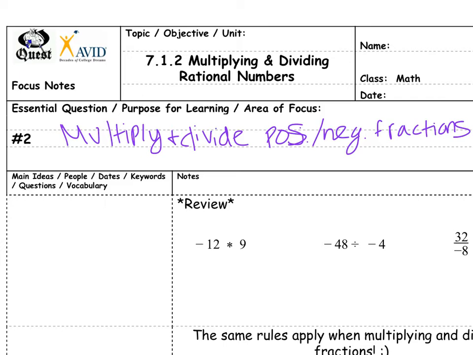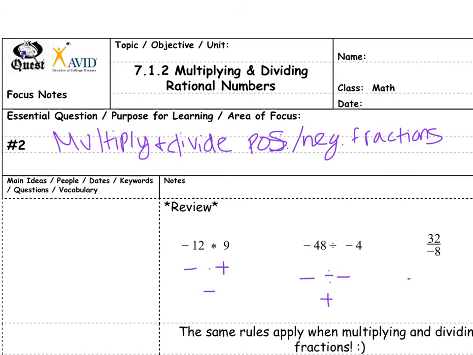Okay, so now we're going to jump down to the review. I want you guys to pause the video, but right before you do, just remember your rules that a negative times a positive equals a negative. Negative divided by a negative will get you a positive, and a positive divided by a negative will also get you a negative. It's similar to multiplication. So pause the video, and then we will go over the review questions in class.